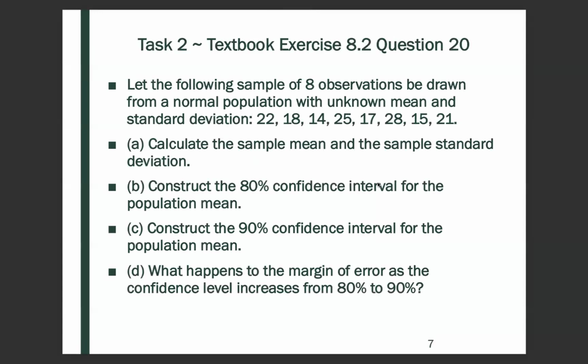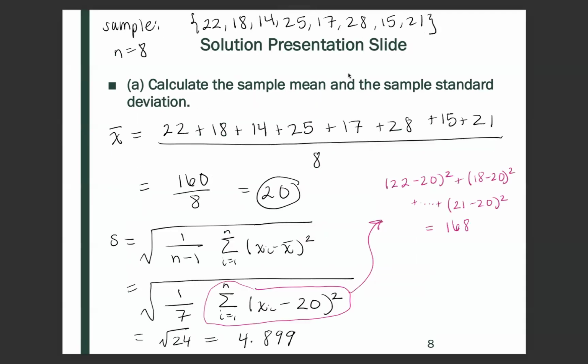Let the following sample of 8 observations be drawn from a normal population with unknown mean and standard deviation. So here we have our sample of 8 observations, 22, 18, 14, and so on. And so first we want to calculate the sample mean and the sample standard deviation.